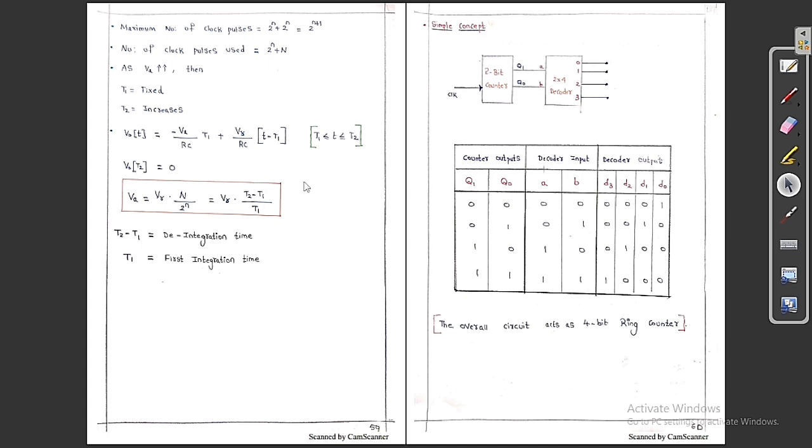T2 minus T1 is nothing but capital M into T clock, and T1 is equal to 2 to the power of n into T clock. So simply, T clock cancels, and we get VR into capital M by 2 to the power of n. This is a very important formula that you always have to remember. T2 minus T1 is called the de-integration time and T1 is called the first integration time.